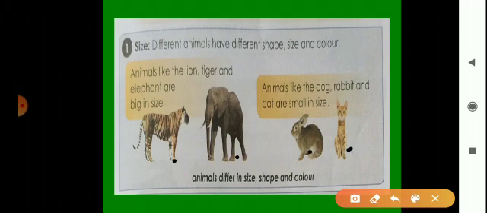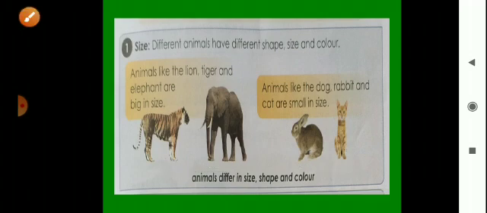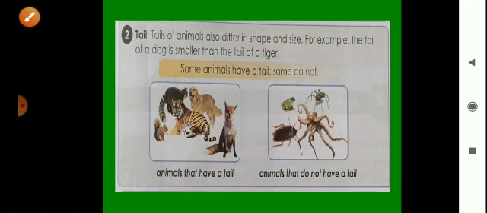These are small animals. Those which have a big size are big animals, and those which have a small size are small animals. Now we will see next. Now here is a tail.